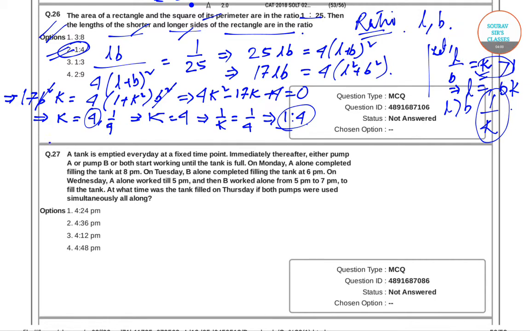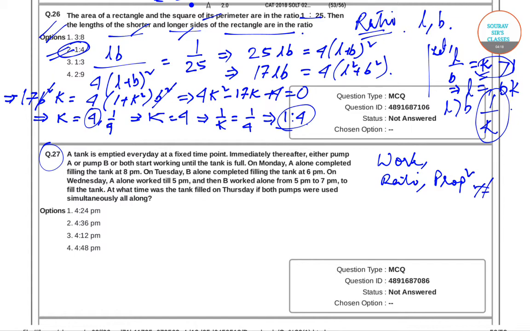Okay, so the next question, which is question number 27, is very interesting. This question is quite related to the topic of work and ratio and proportion. Very interesting question that we are coming up to. There's a scenario that has been given.